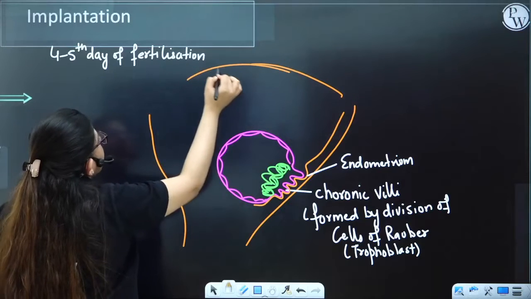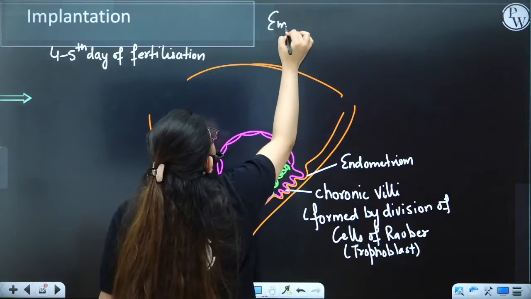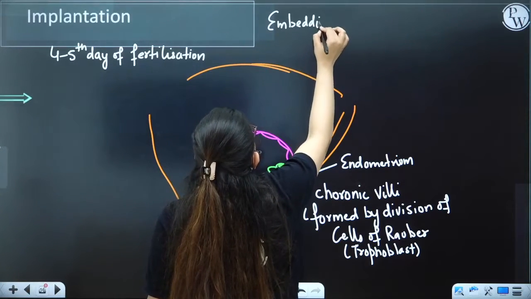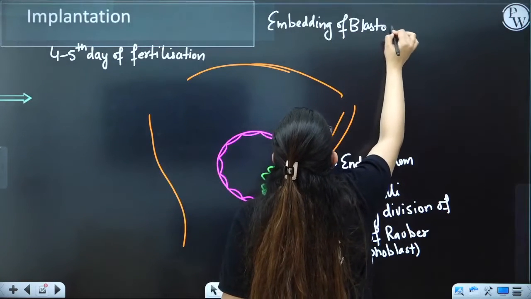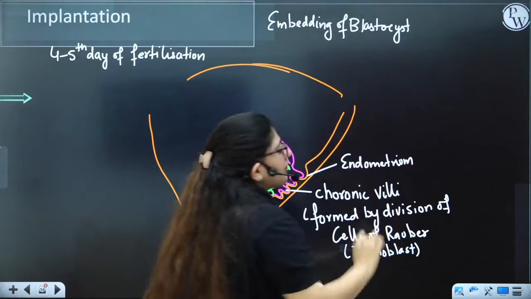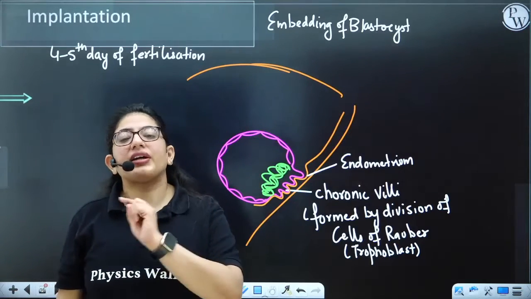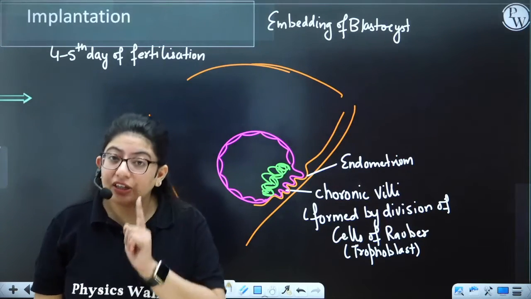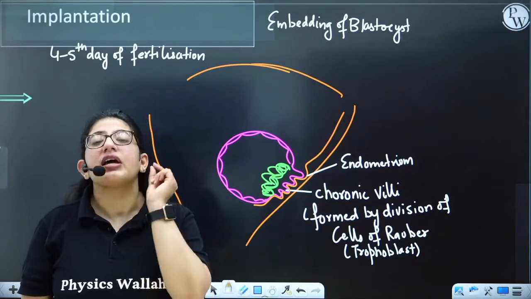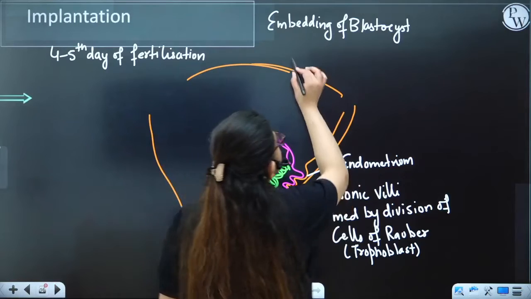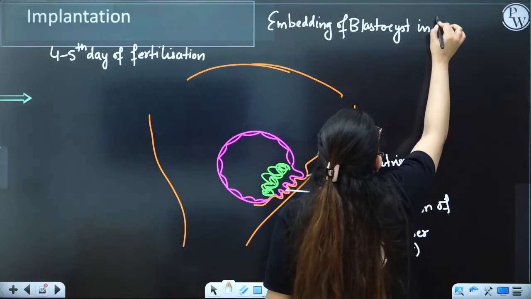What is implantation? Embedding of the blastocyst. Which embryo stage? The blastocyst stage, not the morula. This is a very common question that arises in exams. Which stage gets embedded? Not the morula. It is the 32 cell stage with the cavity known as blastocele, and the embryo is the blastocyst. So implantation is the embedding of the blastocyst in the endometrium.